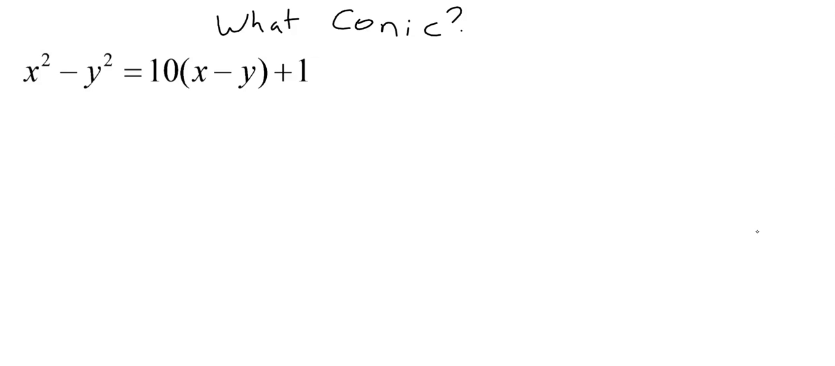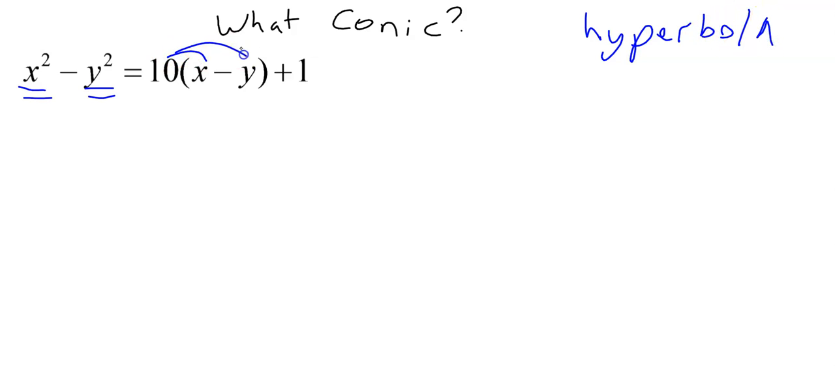What type of conic is this? So right away, hopefully you see it. The largest degree term is x squared minus y squared. So this is definitely going to be a hyperbola. Finally, we get a hyperbola here, to see what that looks like. So I'm going to go ahead and distribute here and see what happens. Get all the x's on the same side. So I'm going to get x squared minus 10x minus y squared plus 10y.